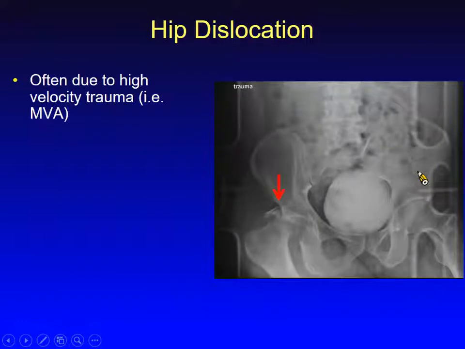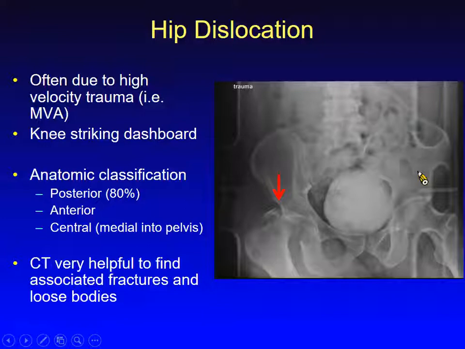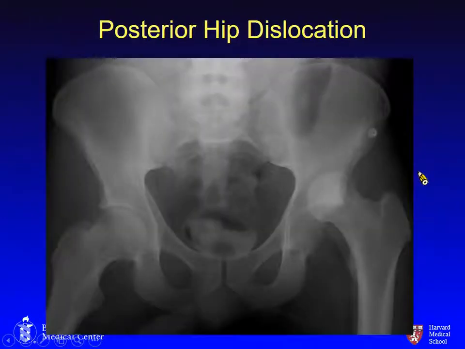Hip dislocation, often due to high velocity trauma, it's the knee strikes the dashboard and pushes that femur back posteriorly from the acetabulum. So the vast majority are posterior. CT can be very helpful to look for the fractures and associated injuries.